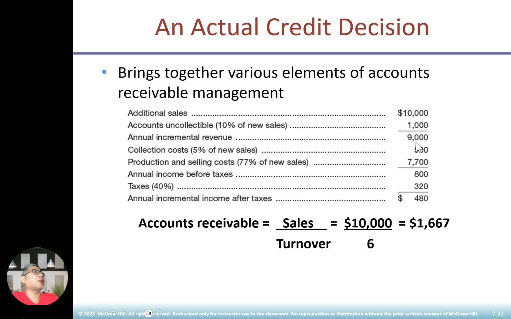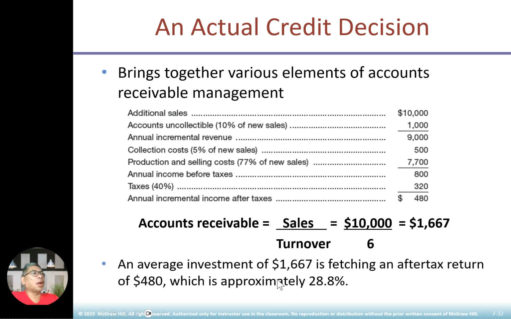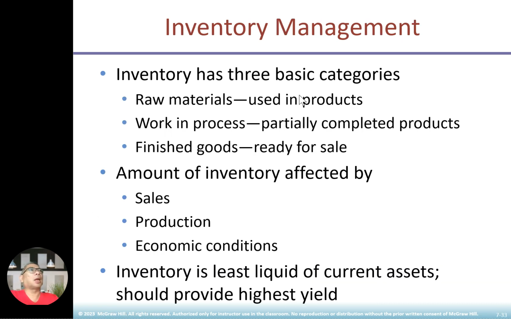Collection cost is 500, 5%. Production and selling cost 77%. Annual income tax is 800. Taxes are 40%. Annual income after tax is 480. It looks like it's a Canadian-based company here. It's a 40% tax. And the average investment of 1667 is fetching an after-tax return of 480, which is approximately 88.8%.